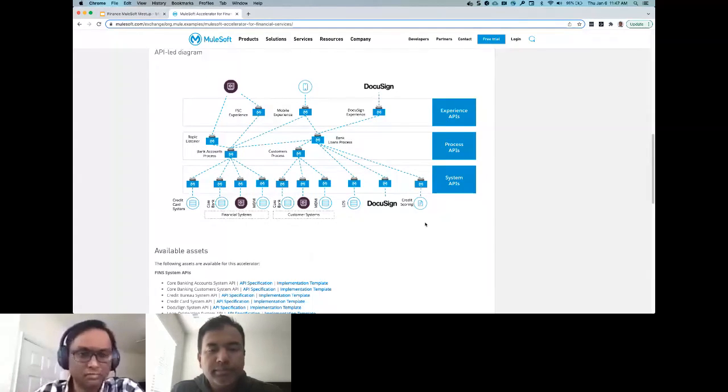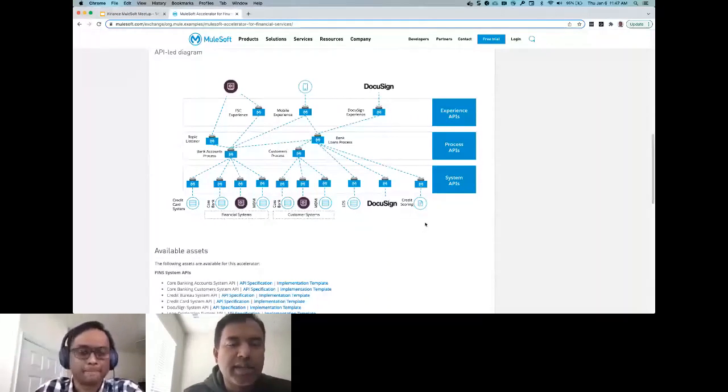leverage, they could still develop a separate experience API for that purpose. But underlying, they would be leveraging the same process APIs, same system APIs, and that's where they would get a kickstart to building the solution. So the UI, right? That's basically what comes at the top, right?